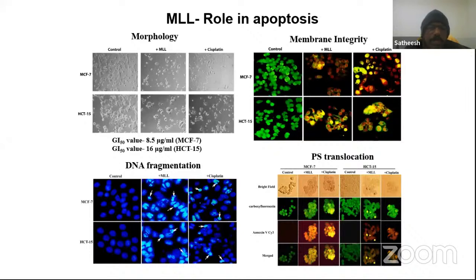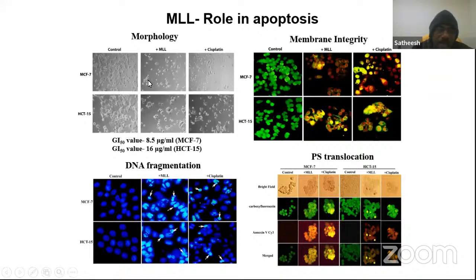Cisplatin is a chemical known to induce apoptosis in cells. It is a medicine used in chemotherapy treatments, so in the laboratory cisplatin is normally used as a positive control. We treated MCF7 cells with MLL and cisplatin. This is the control where the cells are normally grown, and HCT15 is also there.